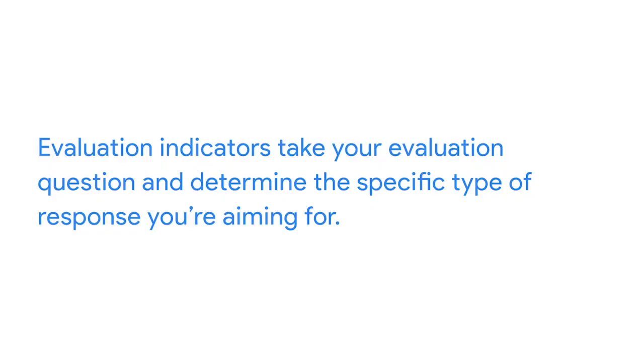Simply put, indicators state what you want to measure or evaluate, like the number of something, level of satisfaction, preferences, or demographic information such as age, gender, experience, and so on. Similar to the way quality standards add specificity to your deliverables and goals, evaluation indicators take your evaluation question and determine the specific type of response you're aiming for. You'll need this information to understand whether or not your project or process meets the quality standards that were agreed upon in the project plan.